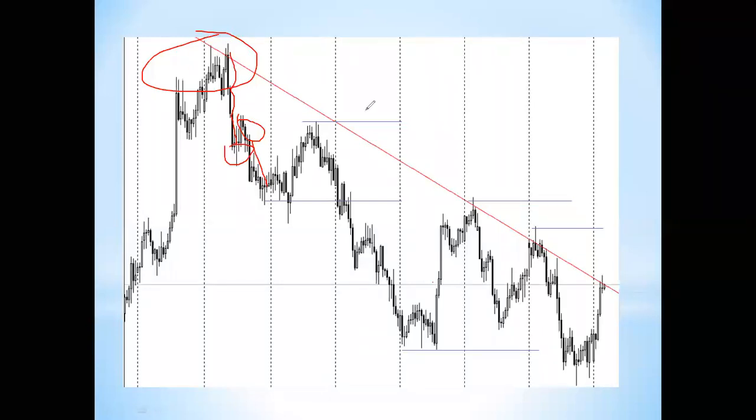Now, there's always that call to counter trade. Everyone loves to counter trade. As soon as you see something like this, people start thinking, okay, this market.